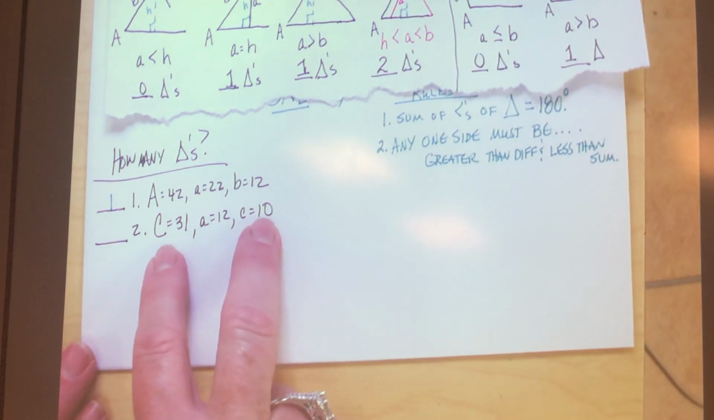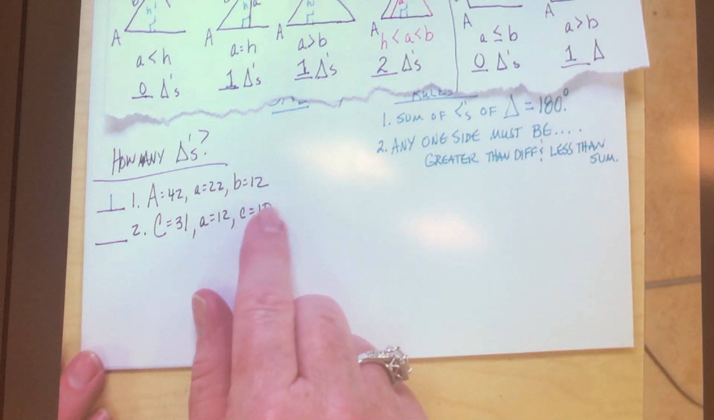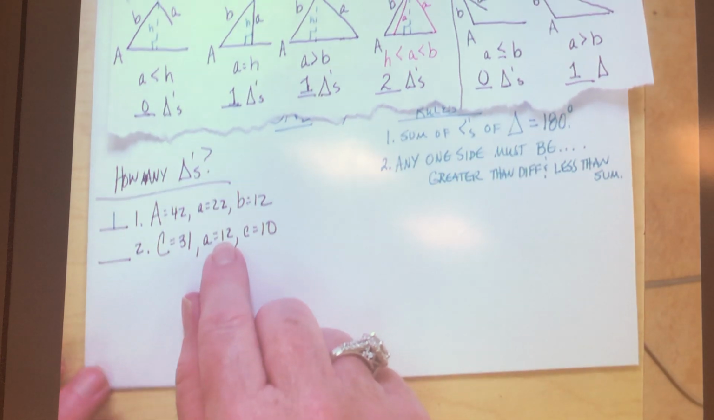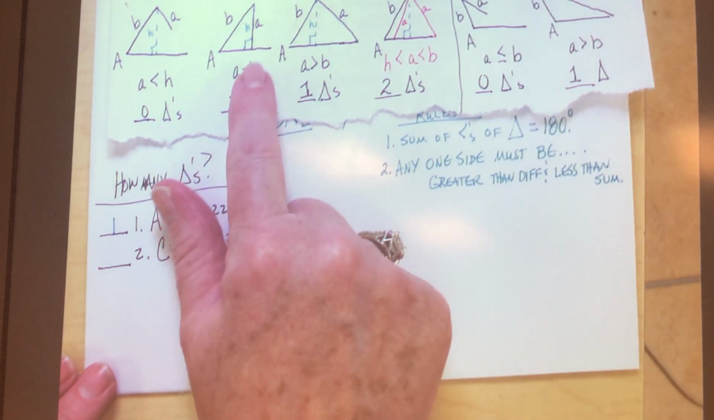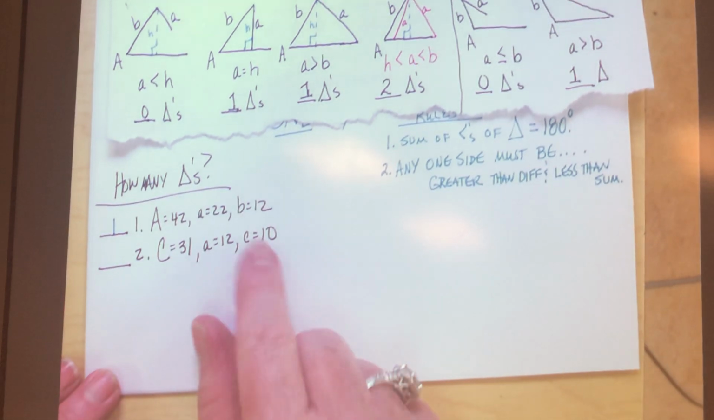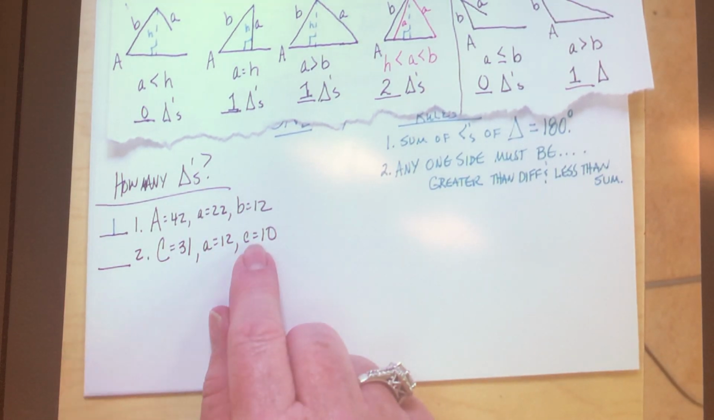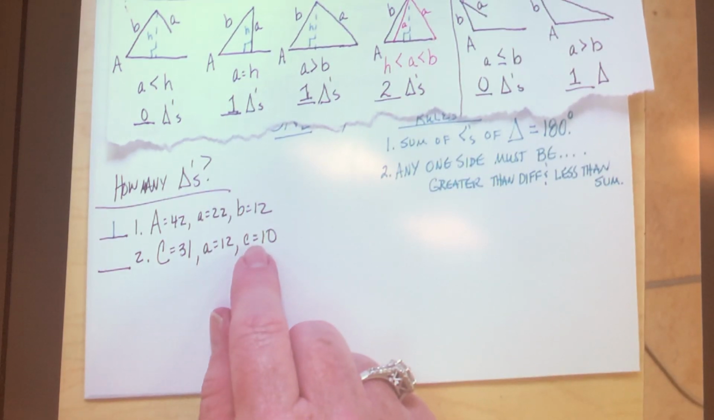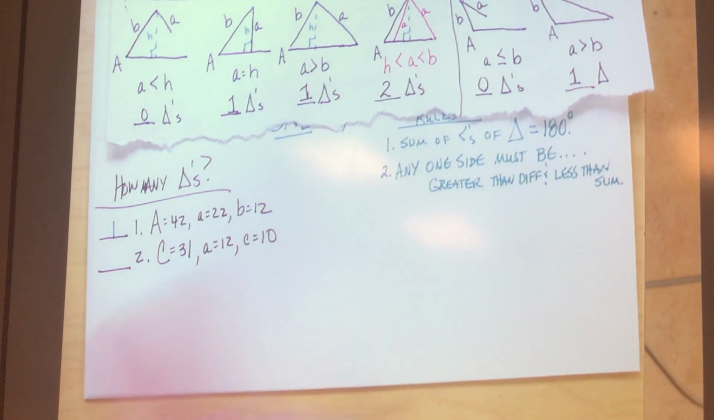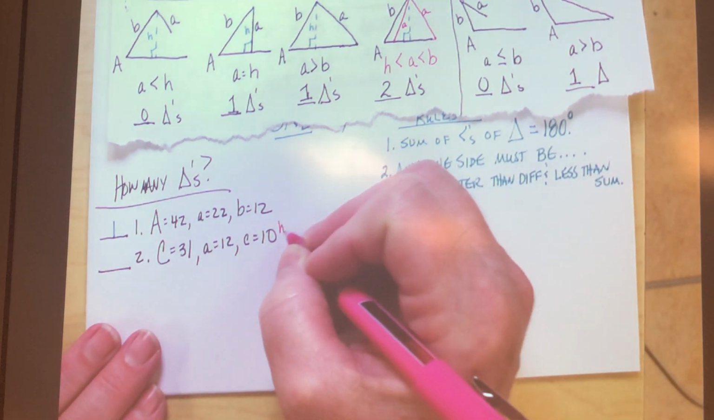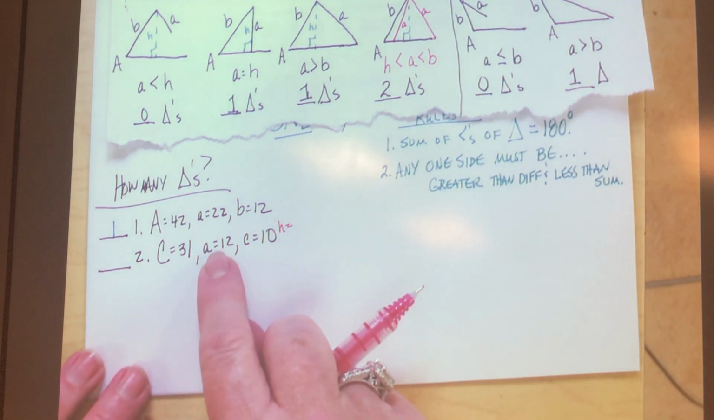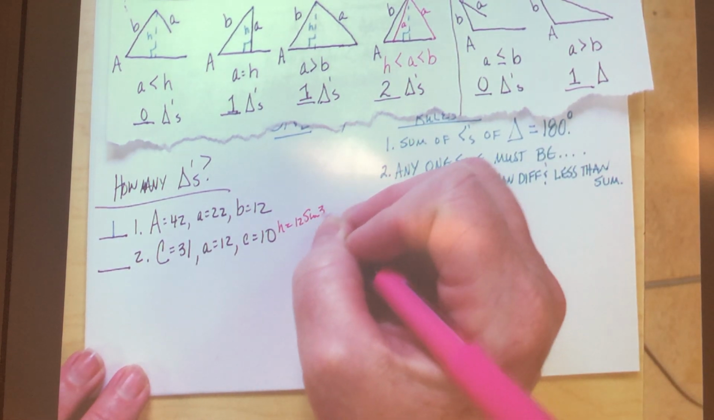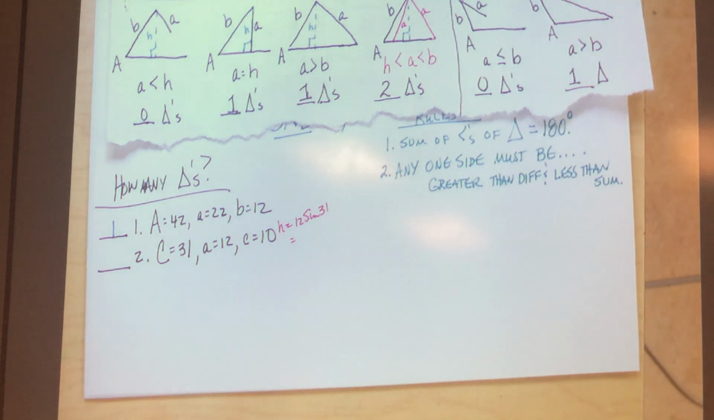But now we have C and A. So is C bigger than this other side? I need to compare it to the height. If C is not bigger than the other side, then you have to find the height. Does everybody understand that? Okay, so first, let's find the height. The height is equal to the odd side, 12, times the sine of the only angle, 31.